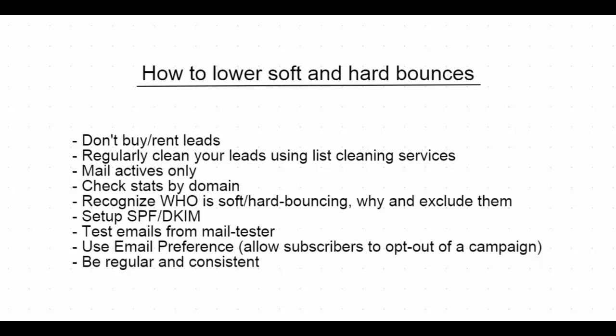Then number 6, set up SPF and DKIM. So SPF and DKIM are protocols that you can set up with your email address to whitelist it for your customer's inbox, which means it tends to inbox better, it gets better open rates, click-through rates, and also because of that, you get less bounce rates.